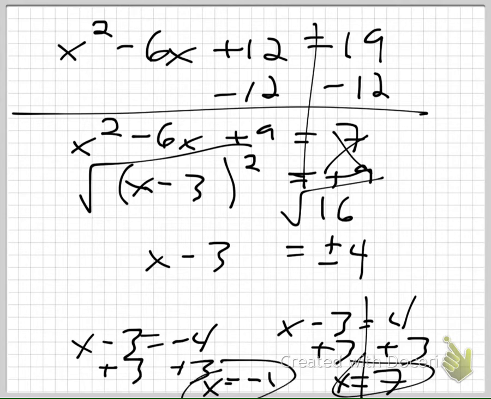Do you remember what our answers were before? Negative 1 and 7. Do you see what I'm talking about? Yes, that seems long. I'm going to do another one for you. I need to just show you how to do this because there are times that you won't be able to simply factor it and figure it out. You'll need to be able to complete the square. Let me give you another one.